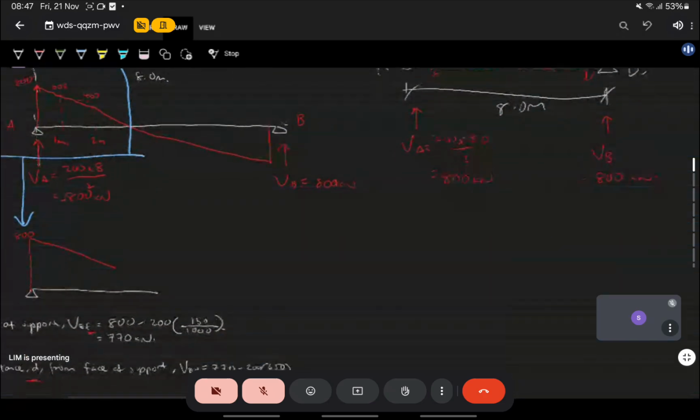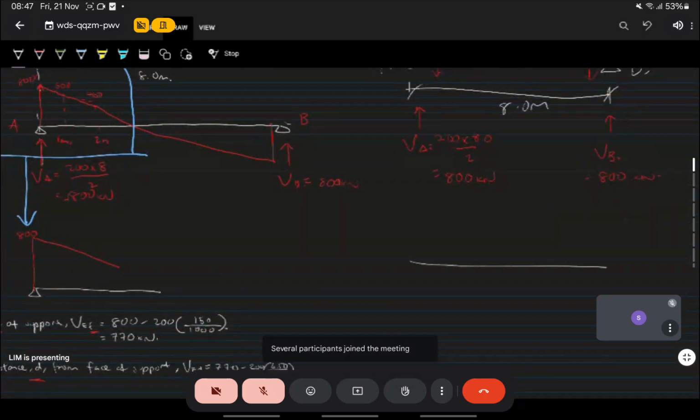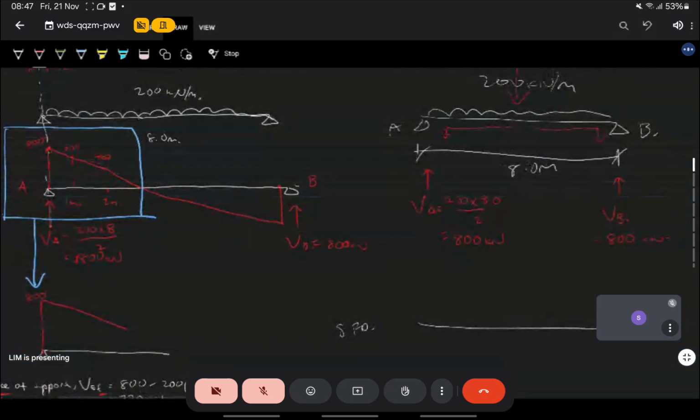From your support reactions, you can draw your SFD. How do you draw your SFD? Well, at VA you have a support reaction of 800, so you draw 800 first. You start with a support reaction of 800.